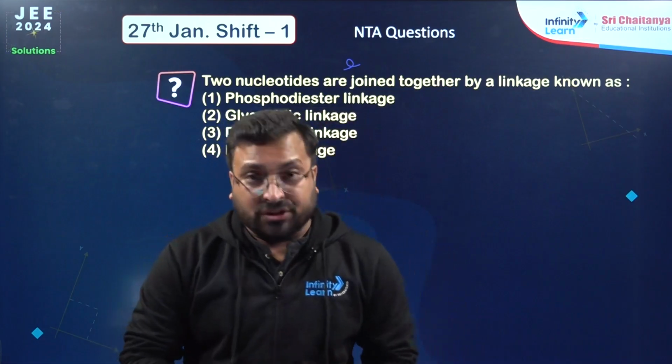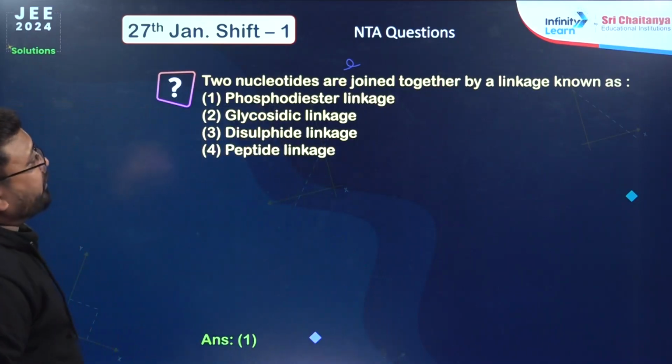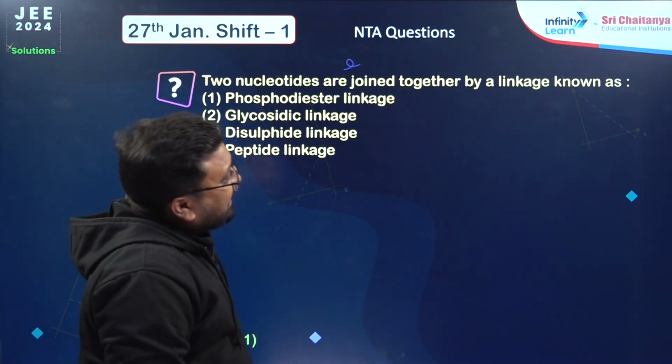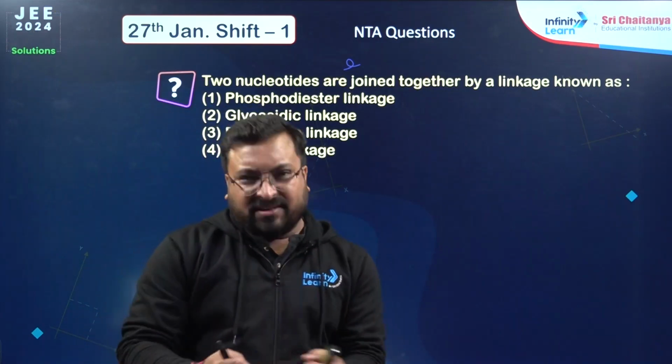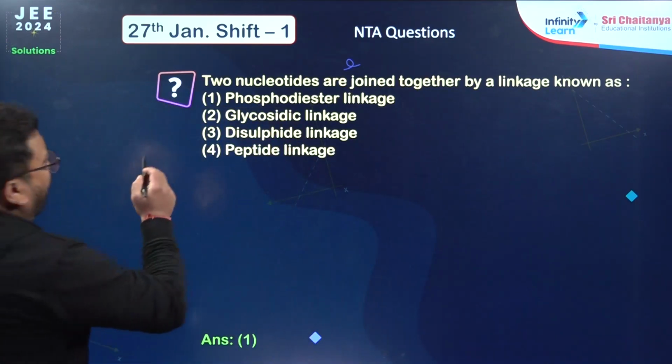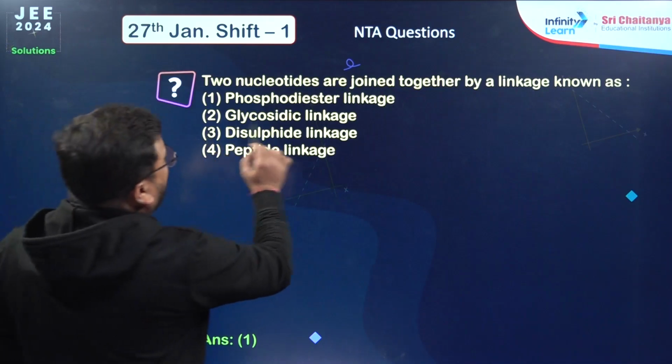So this is the first question. Two nucleotides are joined together by a linkage known as. So this is the question directly taken from NCERT. Okay, so the right answer is phosphodiester linkage.